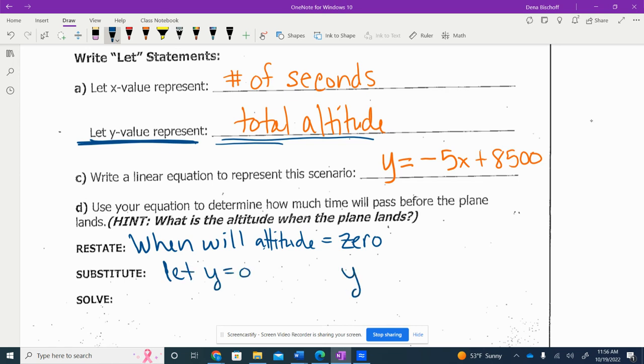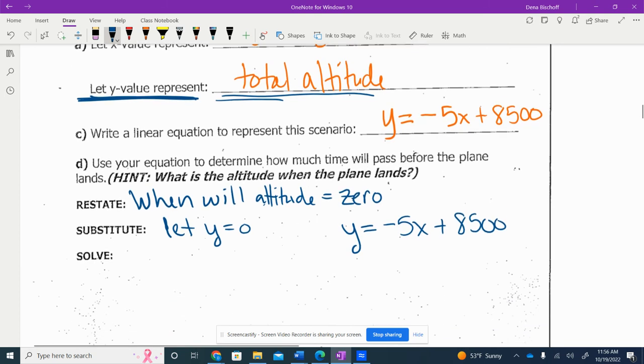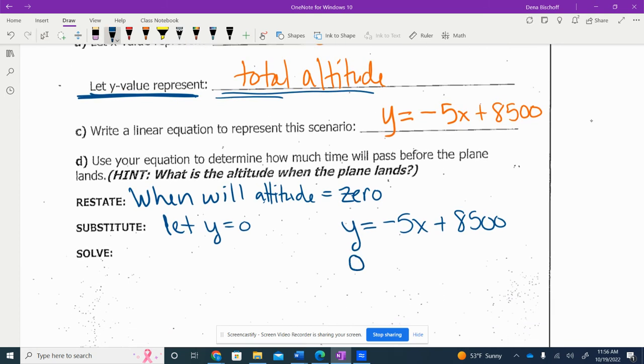So we're going to take this equation, y equals negative 5x plus 8,500, and I'm going to substitute in the number 0 for y. Because I'm trying to figure out how much time in seconds we're going to splat to the ground. So what should I do next? Just trying to get x all by itself. What should I do next? Minus 8,500 on both sides. Yeah, good job. Minus 8,500 on both sides.